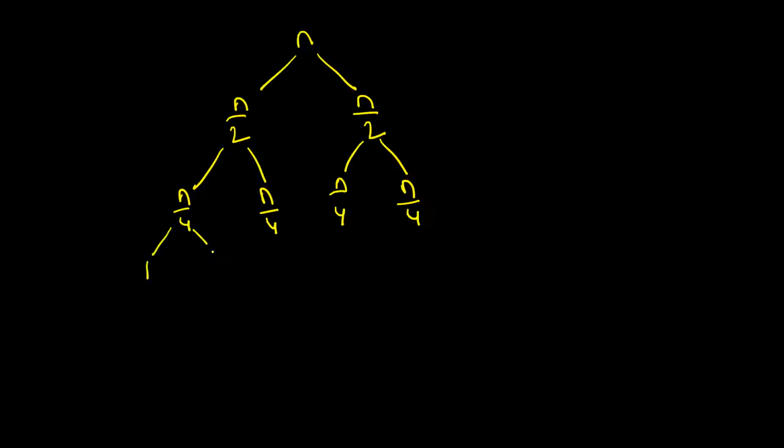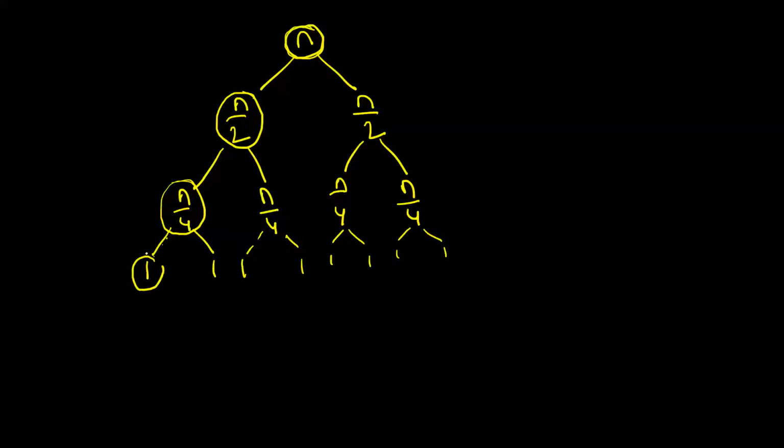Till you reach 1, right? I'm just drawing the last case, till you basically reach a size 1 array. Okay. So now, at every level, see, this was an array of size n. Here you called quicksort on an array of size n by 2. Here you called quicksort on an array of size n by 4. And likewise, the last level will be an array of size 1. So can anybody tell me how many levels are there in this recursive tree?